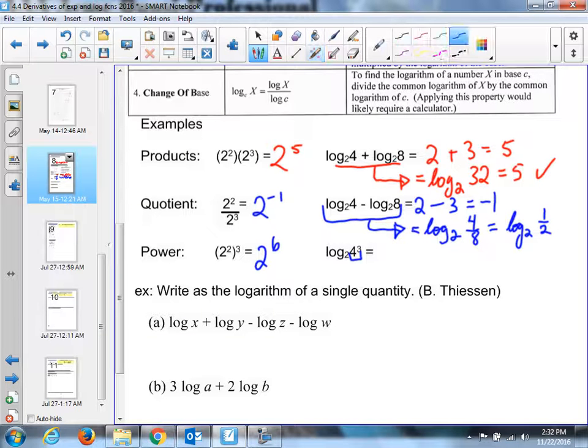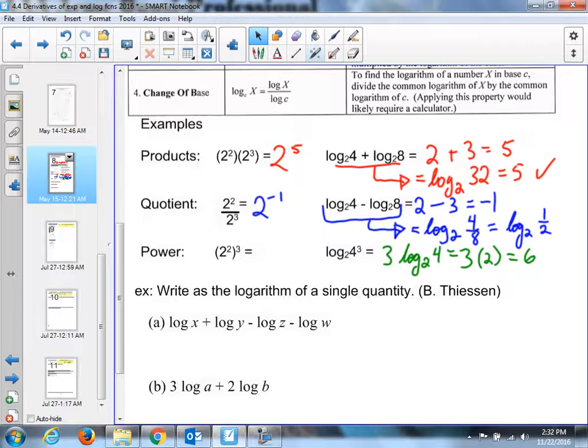More about that later. So this could be rewritten as, oh, I'll change colors here, just so it's not mixed up with the other. 3 times, because the power of a power is multiplying, right? You guys see what we did? Pull the exponent down, 3 times, well, log base 2 of 4 is 2, equals 6. Okay, just so my notes are complete.